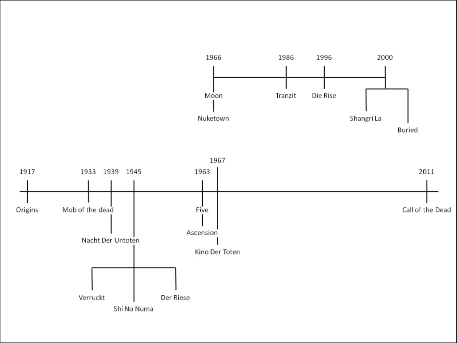So, after Der Riese, you're supposed to go to Kino der Toten. But since Kino der Toten happened in 67, and the next date in line is Five/Ascension, they both happen simultaneously. That happens in 1963. So after you go from Der Riese, you go to 1963, Five/Ascension.